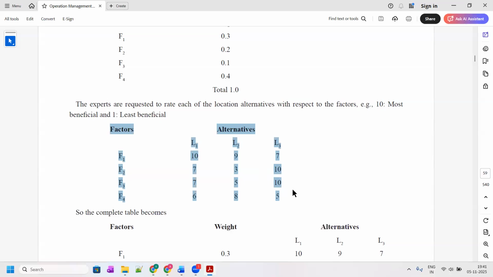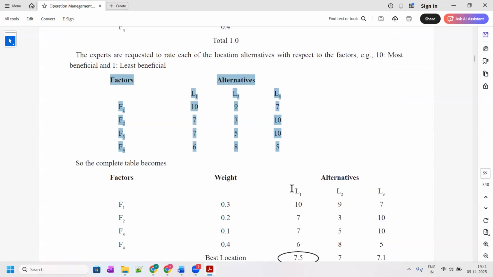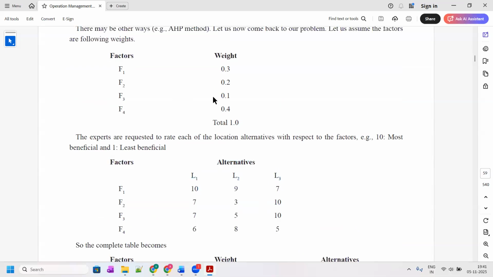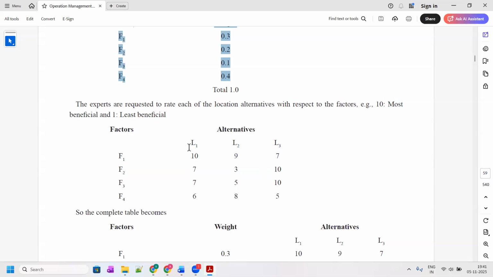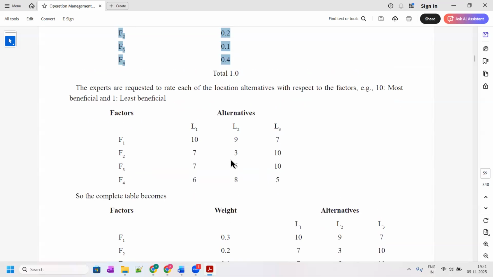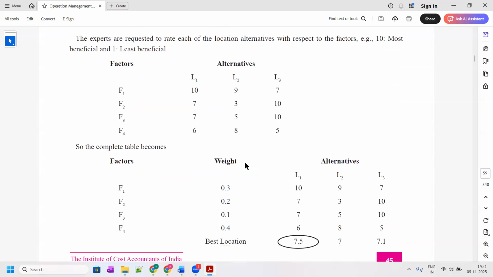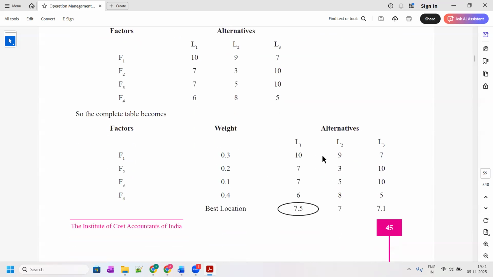If you see this table, it gives you the idea that three locations are being judged by experts using four factors, F1, F2, F3, F4, and they have given a weight to each factor also. For each location, values are given from 1 to 10 by the experts, and for each factor a weight is also attached.